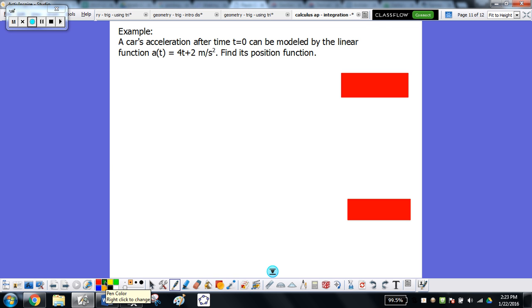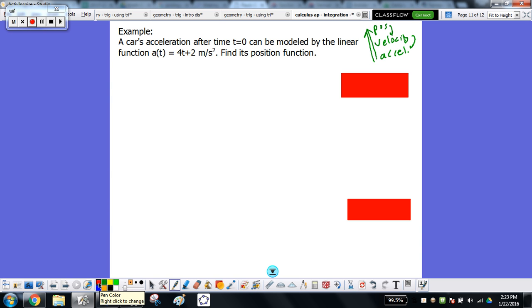We have to think about the hierarchy. You have position, its derivative, which is a rate of change, is velocity, and its derivative there is acceleration. And what we're given is acceleration, and we have to work backwards up to position. So think about how many steps that's going to take, how many antiderivatives that will involve, okay?